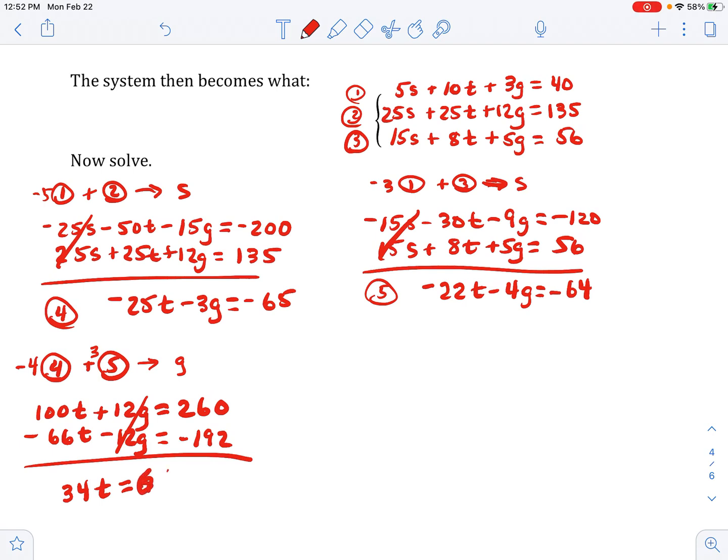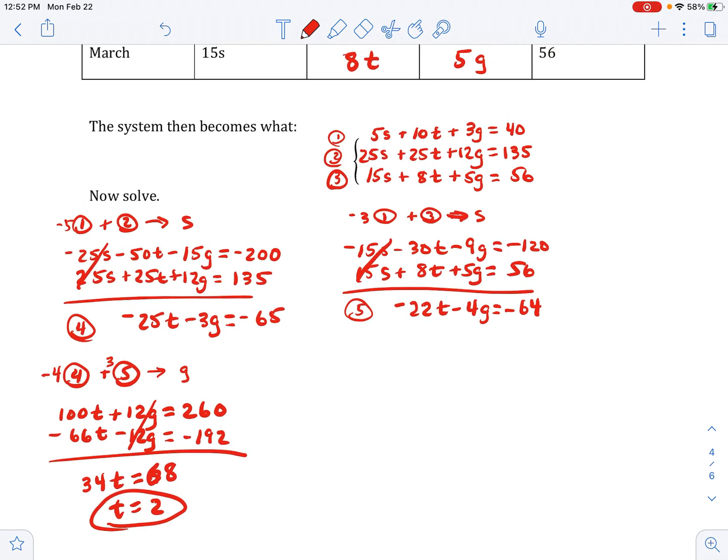Oh, well, that's kind of nice because that means t is equal to 2, and that means our television shows are $2 a piece. Hey. All right, so I'm going to go back and substitute that t into either 4 or 5, and I'm going to try to solve for g, I guess it is.